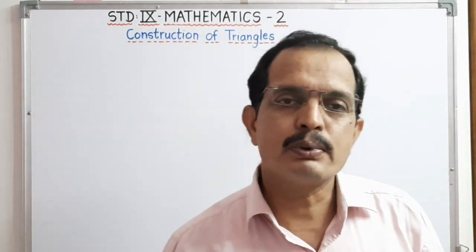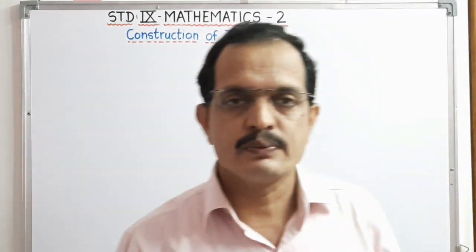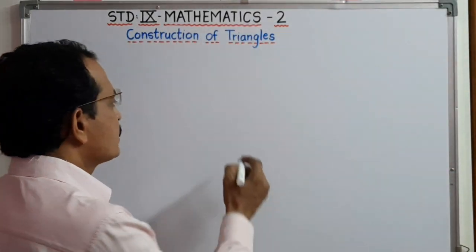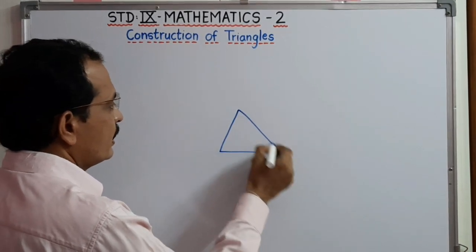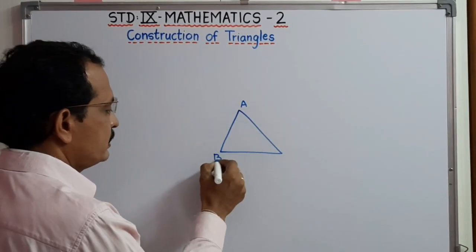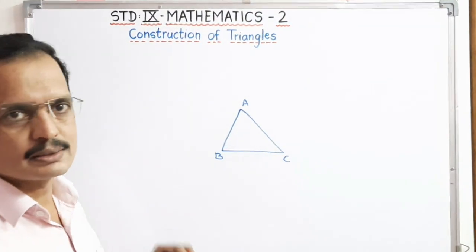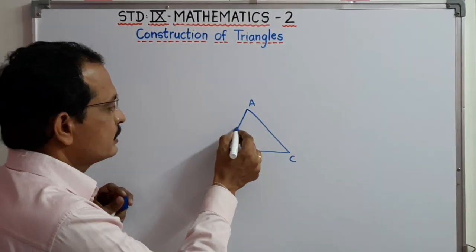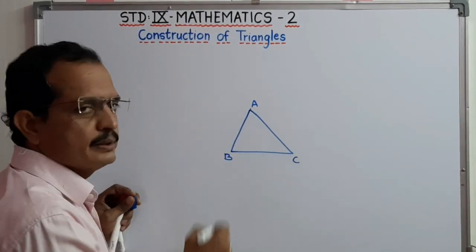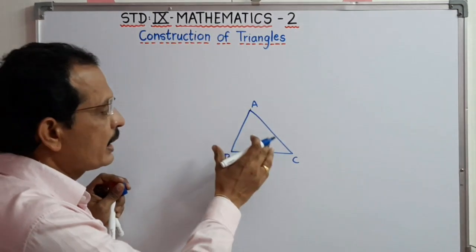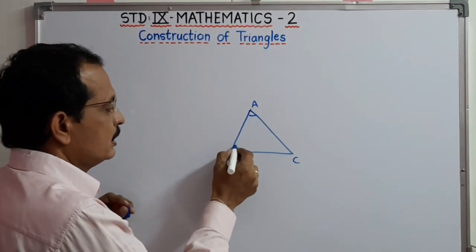Dear student, in a previous standard, we learned how to construct triangles. Suppose triangle ABC is there. Dear student, there are a total of 6 parts: 3 sides, in this case side AB, side BC, side AC. That means a triangle has 3 sides and 3 angles.